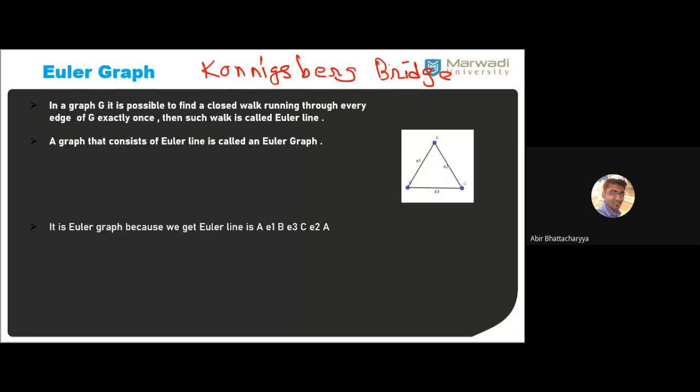Look at this example. This is a triangle. This is A, this is B, and this is C. So A, E1, B, E3, C, and E2, A. Starting from A, ending at A, without repetition of edges. So this line is known as an Euler line, and this is an Euler graph.